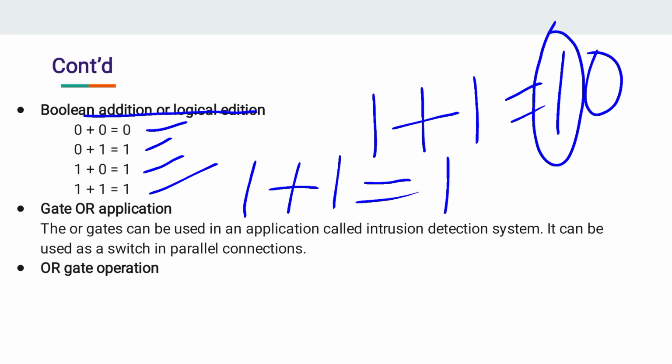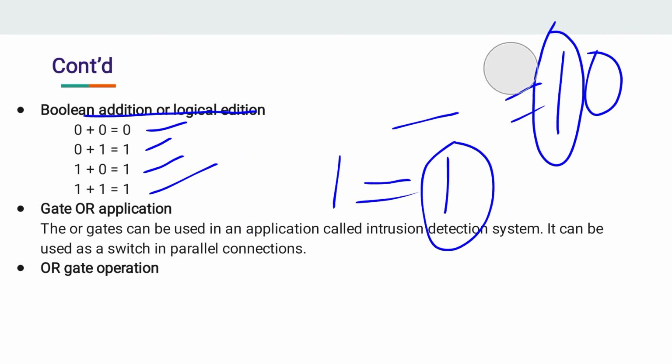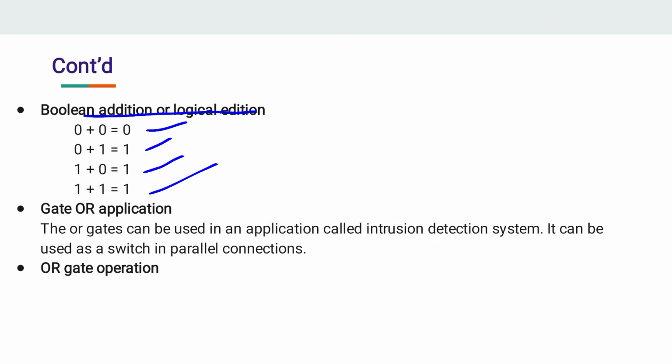That is nothing but one represents high and one represents high. When both the inputs are high, the output is high. Clear? So this is the concept behind this. Next, the application of the gate. Where are we going to use this? We are going to use this in an intrusion detection system. Nothing but where an intruder is present or any other activities are suspected, or any other activities that are going to destroy your content. That is called an intrusion detection system.